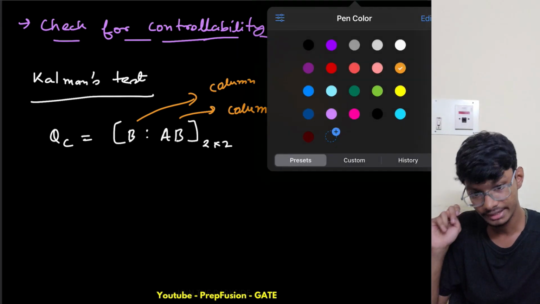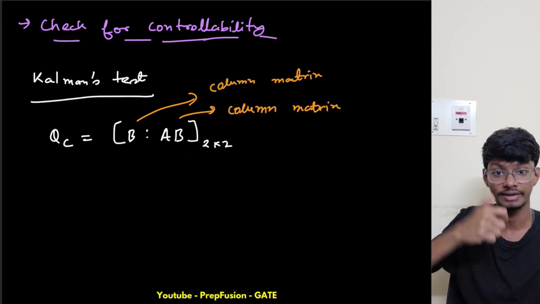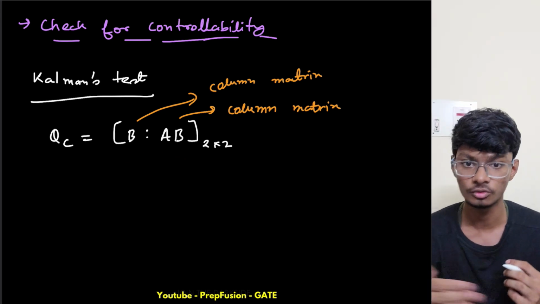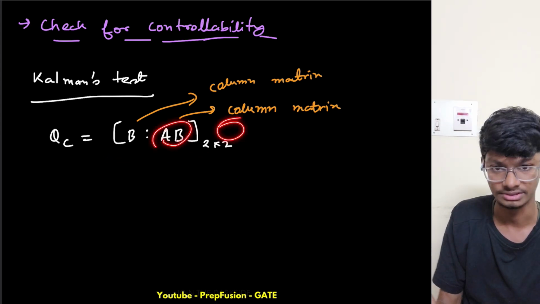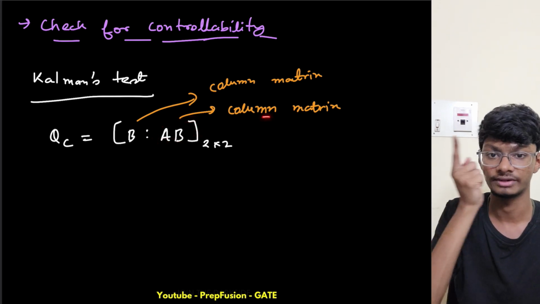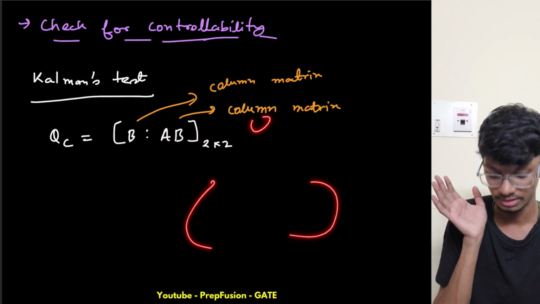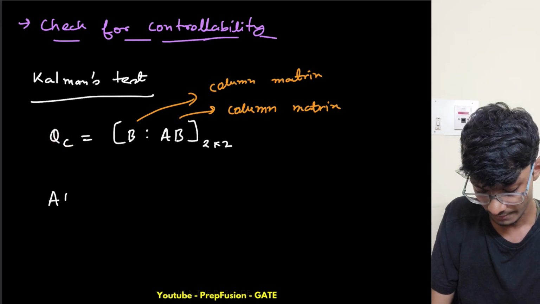So what will be my A times B? Now the next step, the procedure for doing Kalman's test: this is my QC, and now you will find these elements. If there would have been a third element, first I would have found AB, then A square B, then I would have written the QC matrix. That is my basic procedure. So I will find AB.